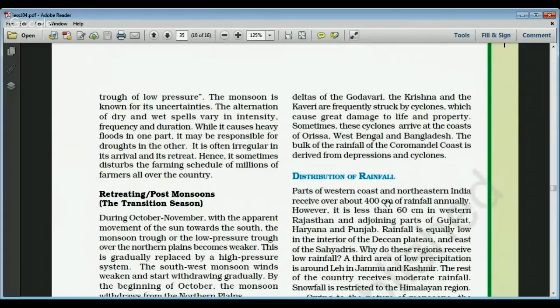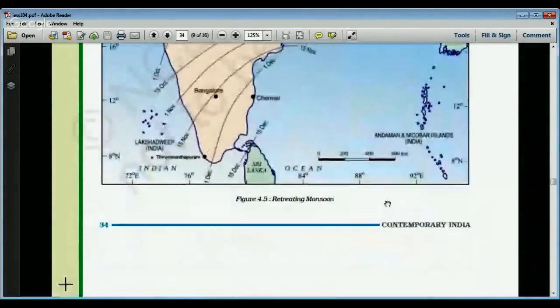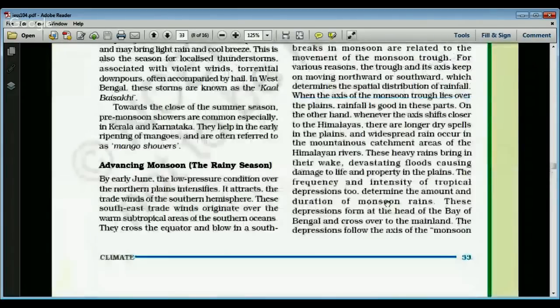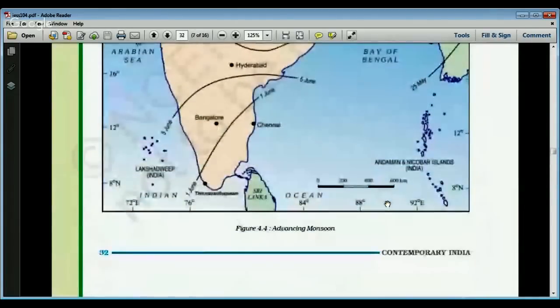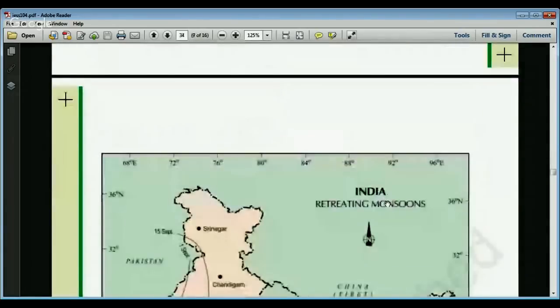And the alternation of dry and wet spells varies in intensity, frequency, and duration, and it may cause heavy flood in one part, but it may be responsible for the drought in another. Now we will see the map of the advancing monsoon. We have already seen this map. Now we will see the map of the retreating monsoon.